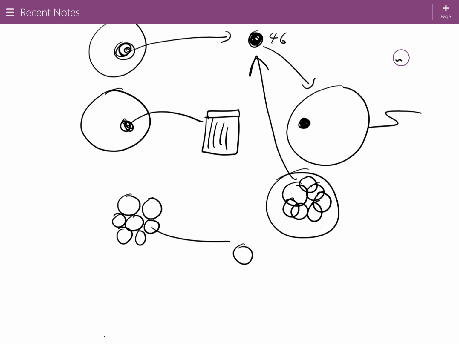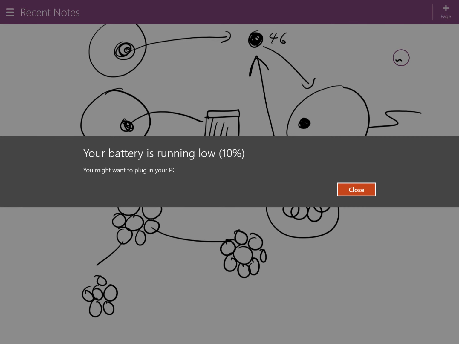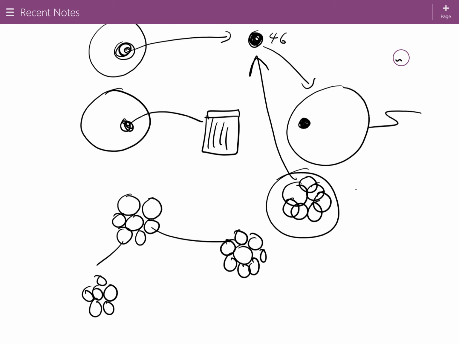Or you can even take another of those cells and separate it off, and that could divide into a new embryo. And since all of those cells have the same DNA, all of these embryos will grow into identical copies of the animal.